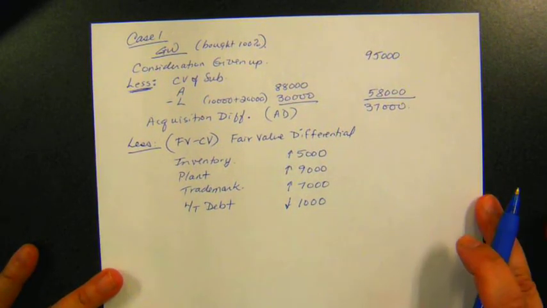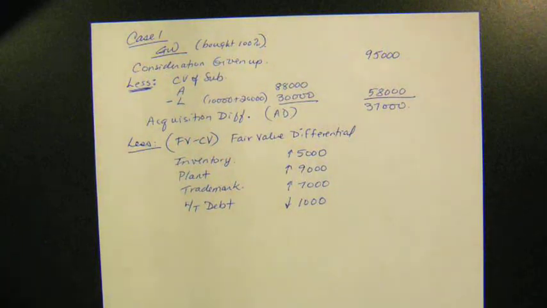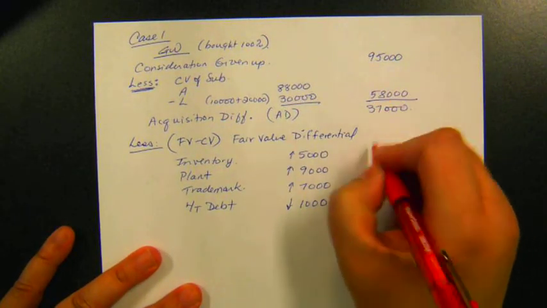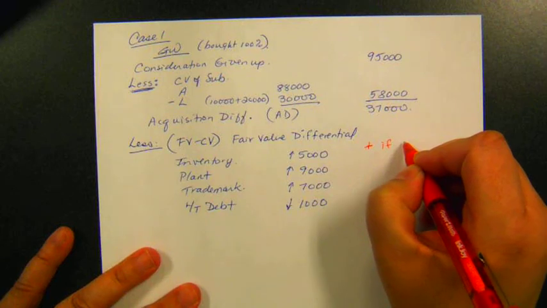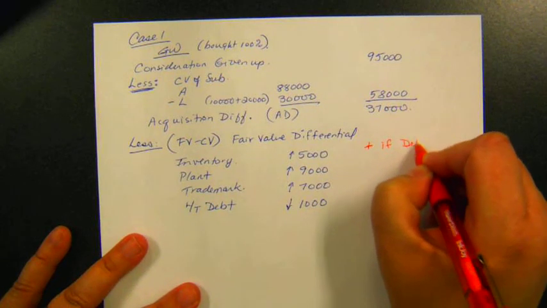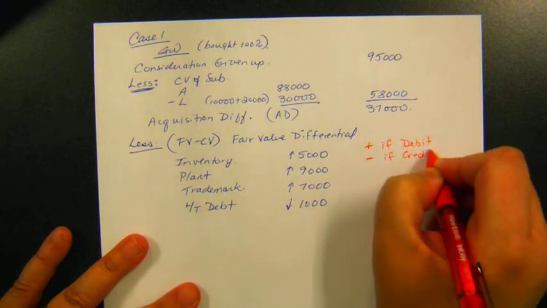So now we have to figure out if we're going to add or subtract these. So what's the little rule? They're positive if debit or credit. Debit, credit.